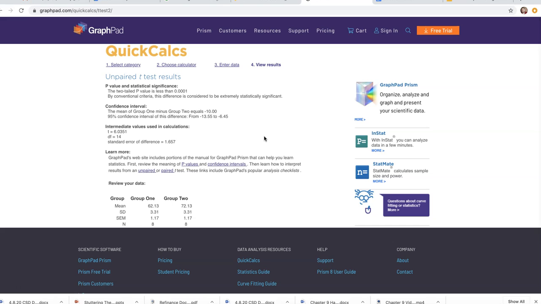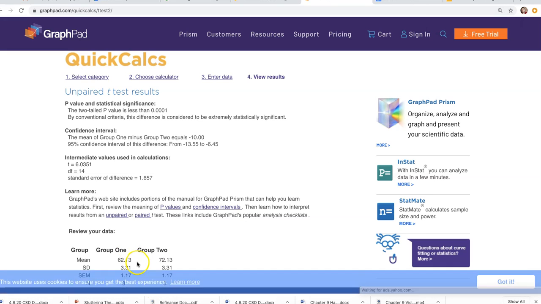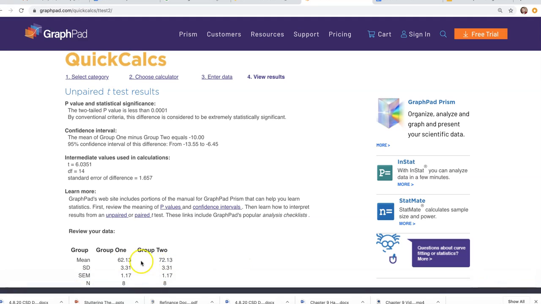All right, so let's see if I can make this any bigger. All right, so the average score in group 1 was 62. Average score in group 2 was 72. It gives us the standard deviation, which was exactly the same in both groups. We had 8 people, the N, 8 people in each group.